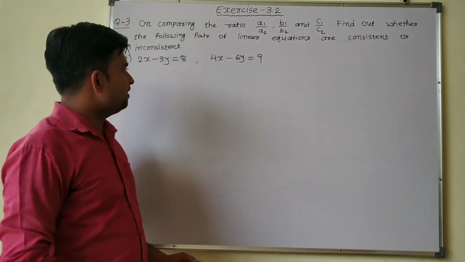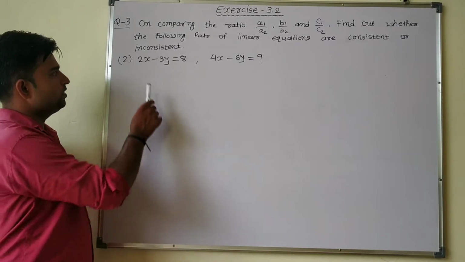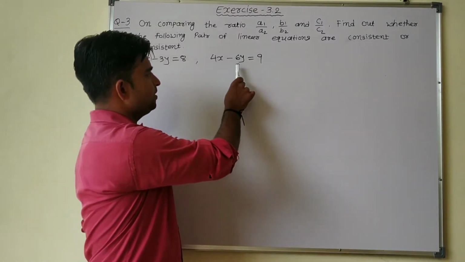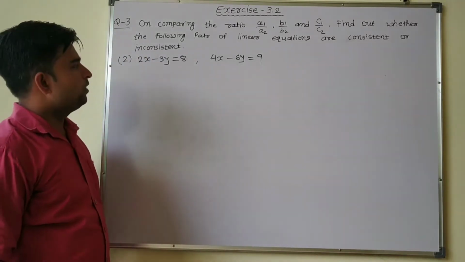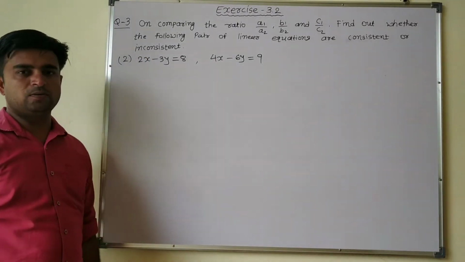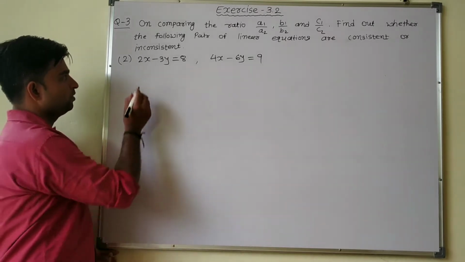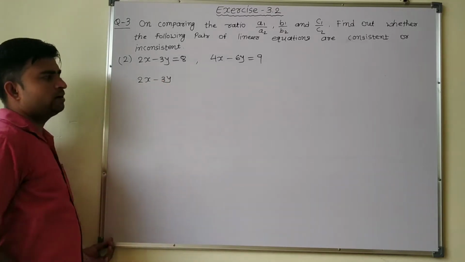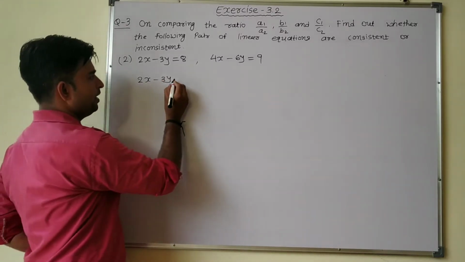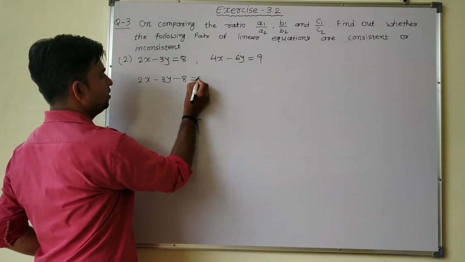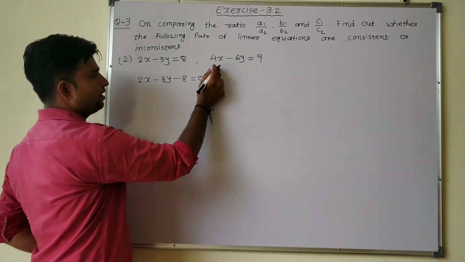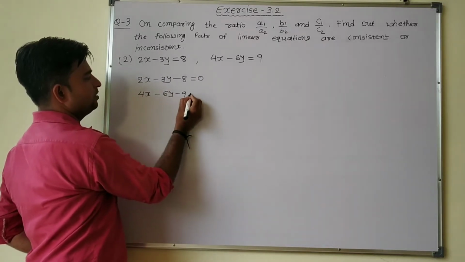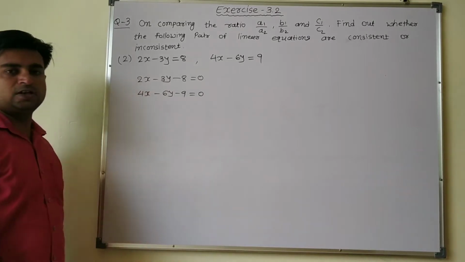Okay, now let's see the second question. In the second question, the first equation is 2x minus 3y is equal to 8 and the second equation is 4x minus 6y is equal to 9. So here the equations are not given in standard form, so first we convert into standard form. So 2x minus 3y, now 8 goes to the left side, so it becomes negative: minus 8 is equal to 0. And similarly the second equation, 4x minus 6y minus 9 is equal to 0. So this is the standard form.